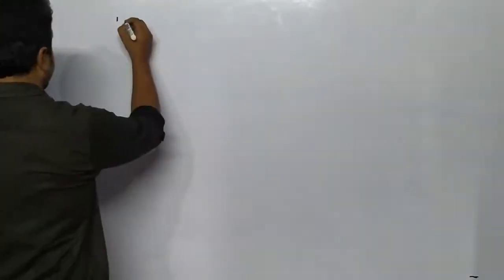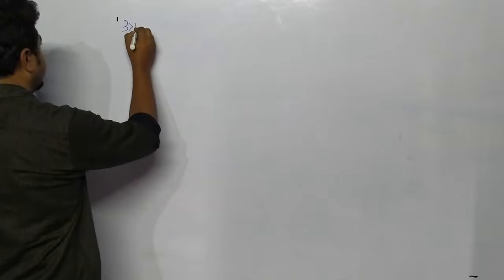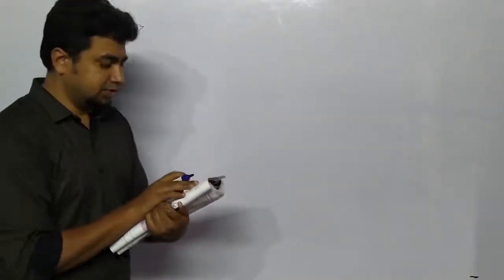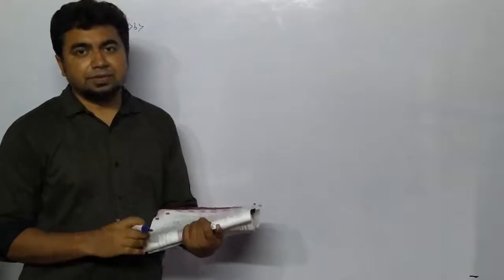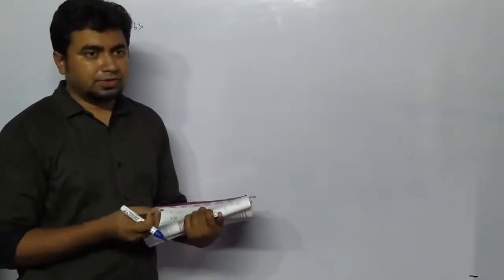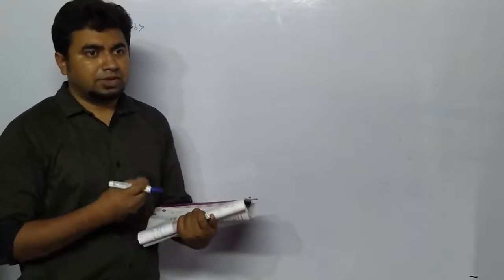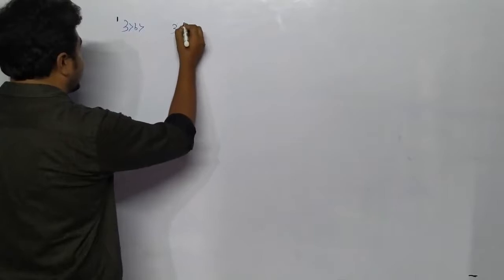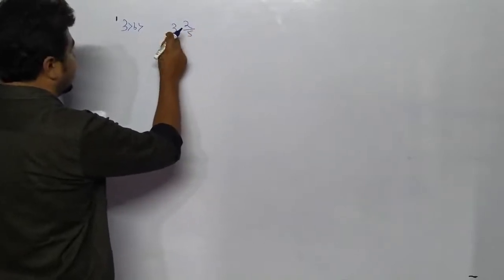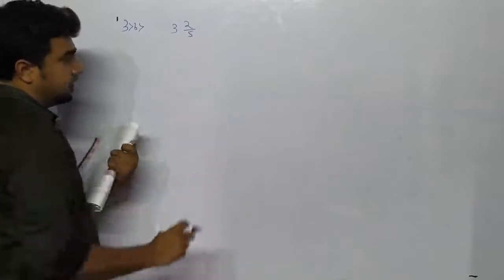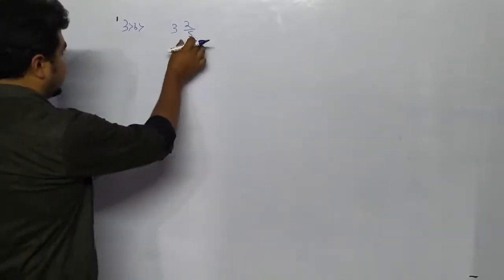In question 3, part B, we are asked to convert the following mixed fractions into improper fractions. As I told you, improper fractions can be converted into mixed fractions, but a proper fraction will never be converted into a mixed fraction. So from here, 3 2 by 5. You can clearly see that this has a whole number as well as a proper fraction. You have to convert this into an improper fraction.